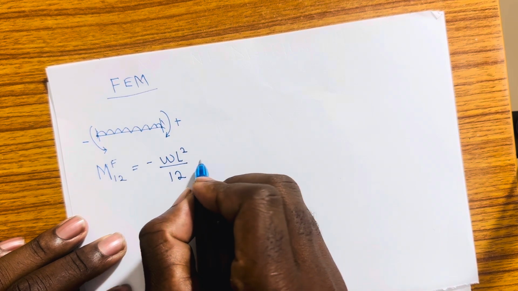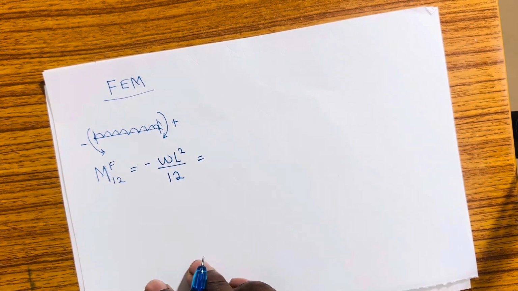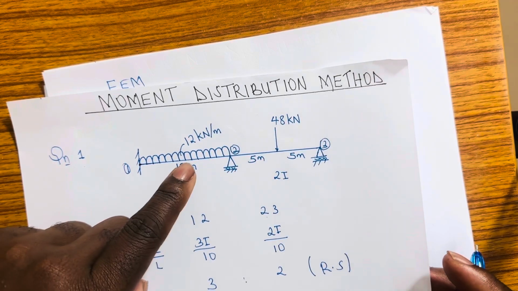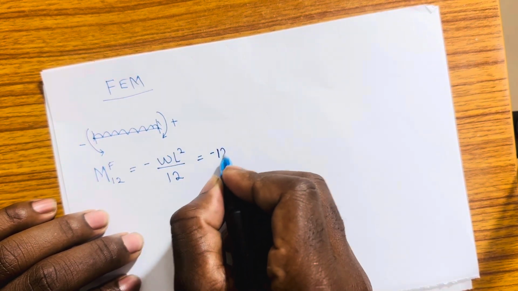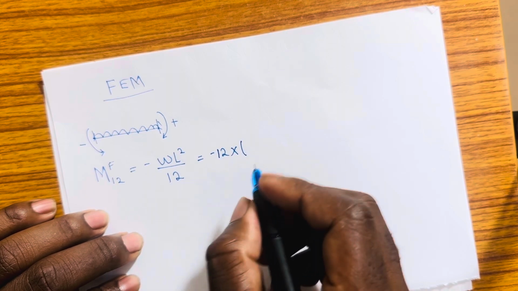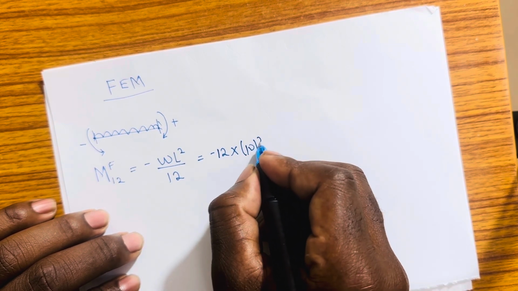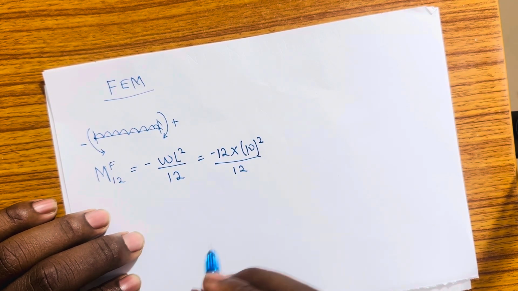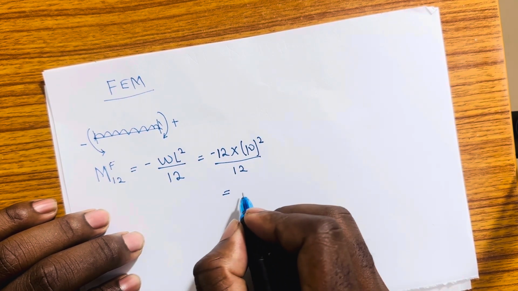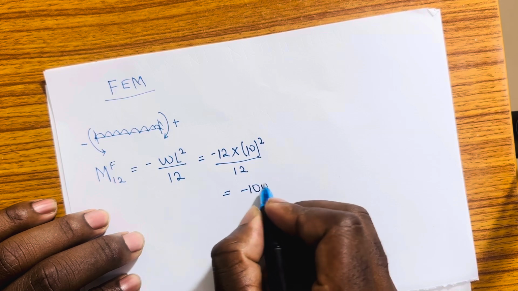So we substitute. What is W? W is the value of the UDL there, which in our case is 12. So this is minus 12 times L, which is 10. And this is 10 square out of 12. The answer here comes to minus 100. Take note of that.